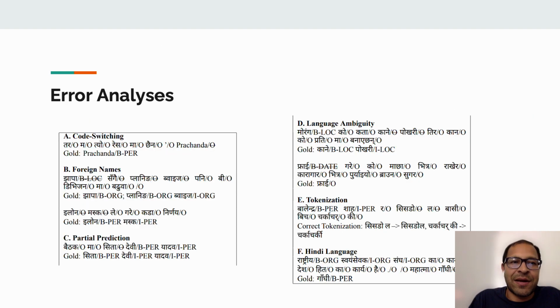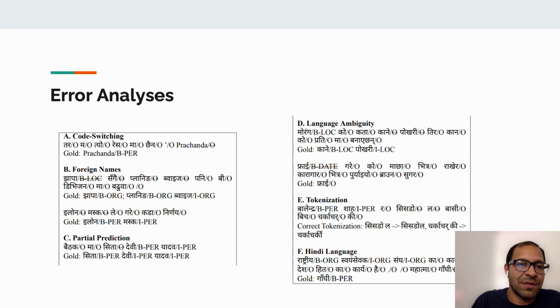We did a detailed error analysis of these models to see where they are failing and what kind of mistakes they are making. Here are some of the categories: code switching, foreign names, partial prediction, language ambiguity, tokenization, and effect of the Hindi language. Those are all different kinds of errors the model makes due to those effects.